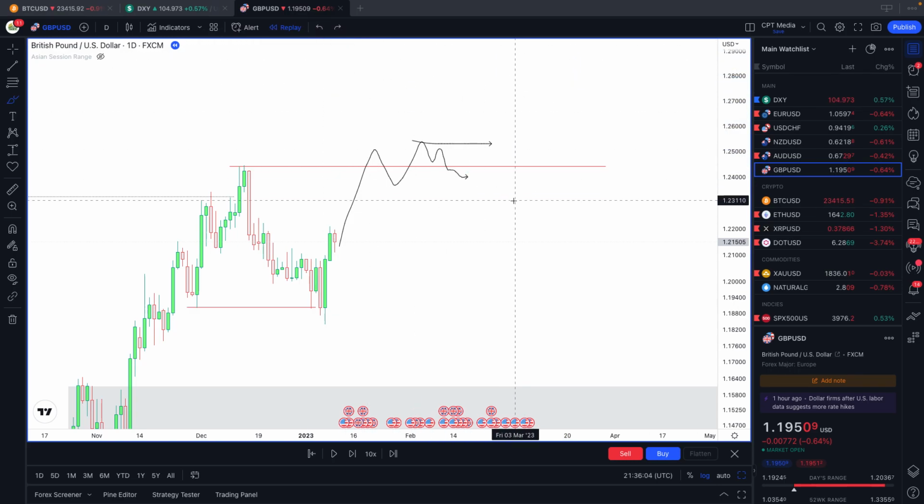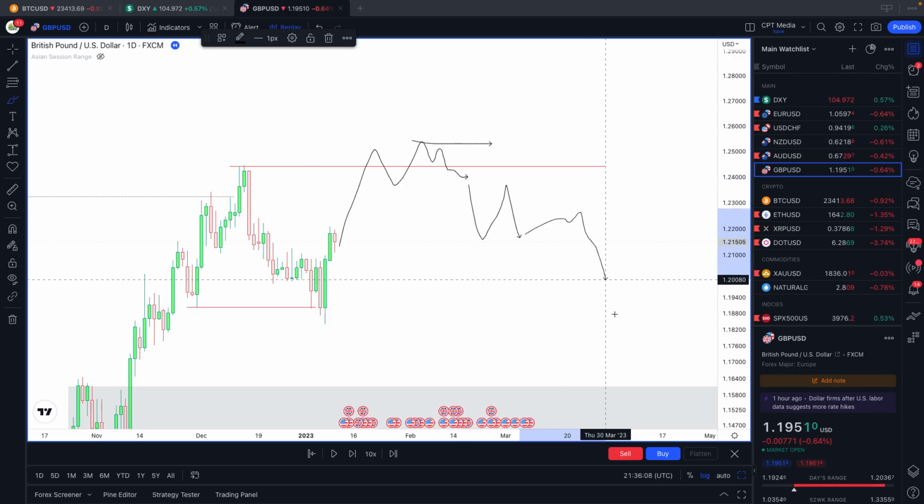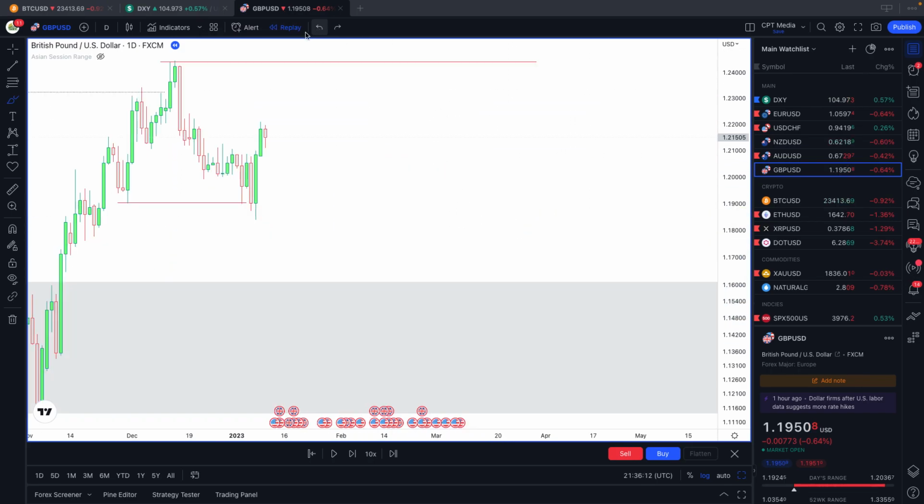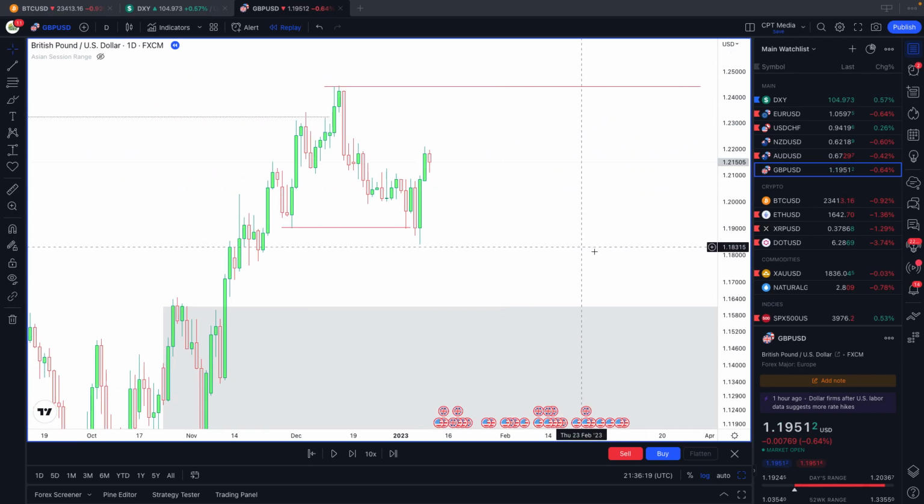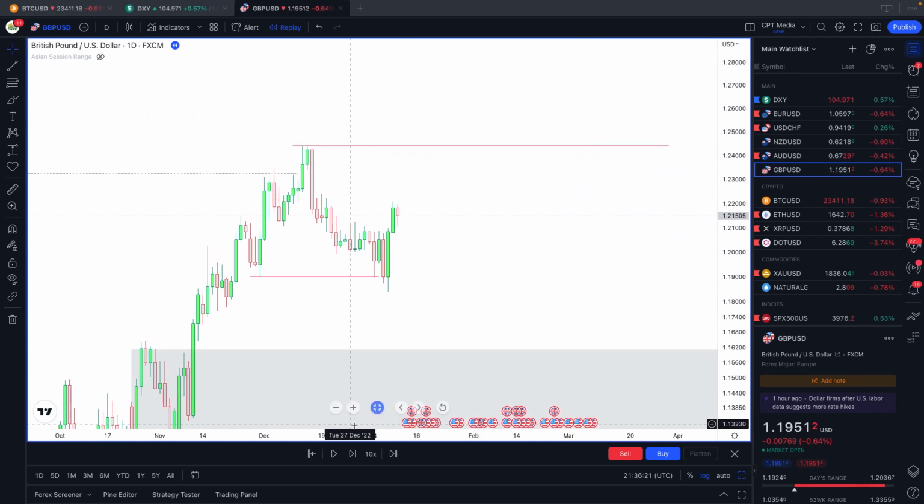But if it just deviates above and then starts trading below, that increases the probability of another bearish push to come. Again, once the high is swept, we are likely to see a reversal from the zone. Okay, let's see what price is going to do.